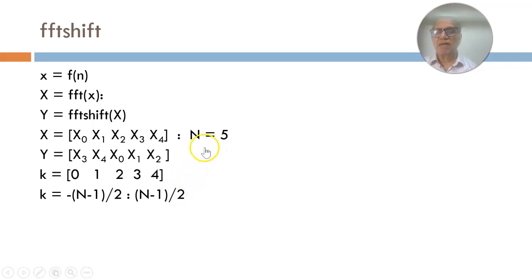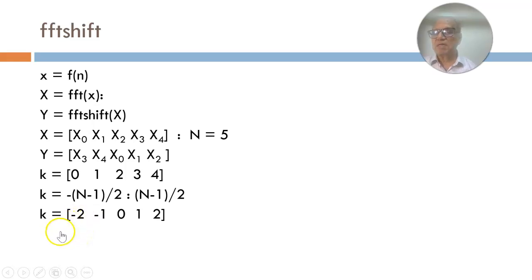If n is an odd value, in this case n is equal to 5, then k ranges from minus (n minus 1) by 2 to plus (n minus 1) by 2. So in this case n is equal to 5, so 5 minus 1, 4 divided by 2, so it ranges from minus 2 to plus 2. That means k will have values minus 2, minus 1, 0, 1 and 2. So when k is equal to 0, you get x0. When k is equal to 1, you get x1. When k is equal to minus 1, you get x4. So when you plot y as a function of k, you will see the double-sided spectrum.